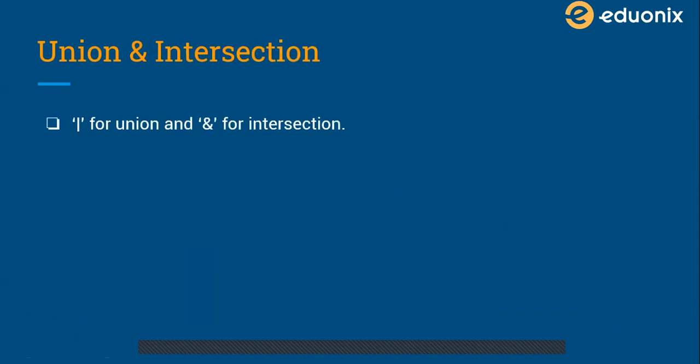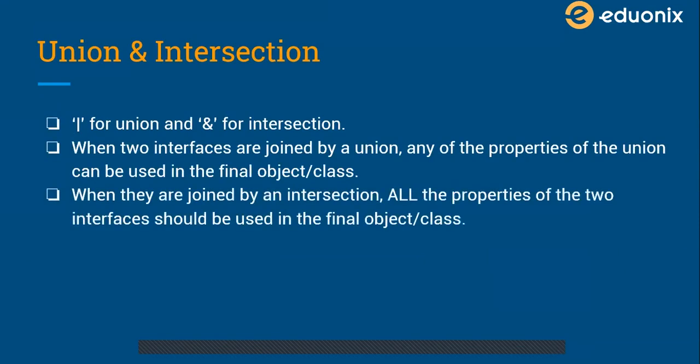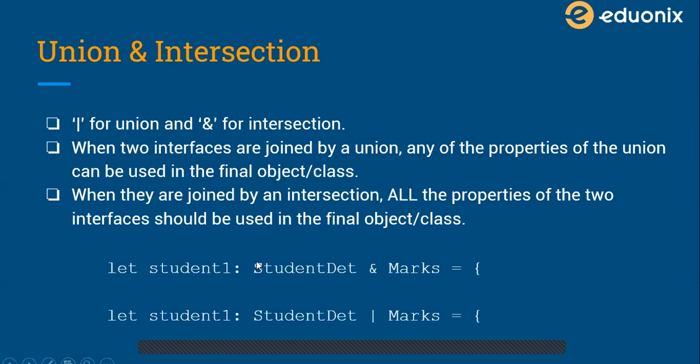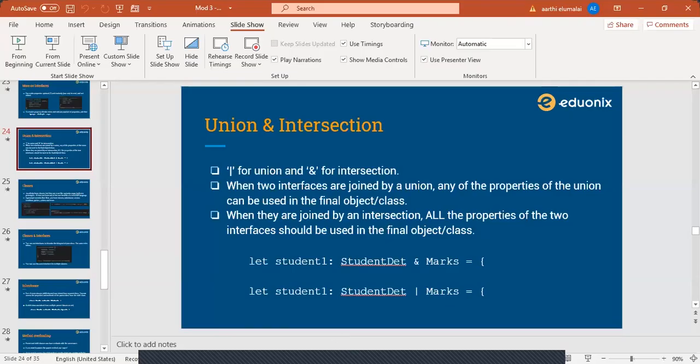It's mainly used in interfaces. So when two interfaces are joined by a union, any of the properties of the union can be used in the final object or class. When they are joined by an intersection, all of the properties of the two interfaces should be used in the final object or class. These two are names of interfaces. So while you're setting up, this is how you use intersection on your interfaces. This is how you use the union on your interface. Now let me show you an example of how that works.